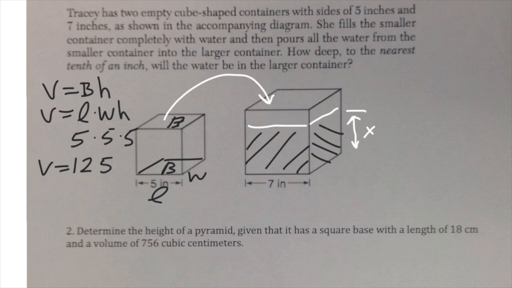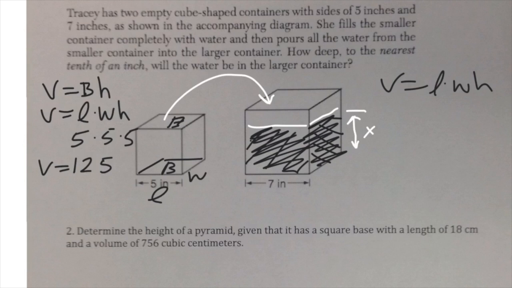We're going to use the same formula, volume equals length times width times height. But this is no longer a cube because it's not filled all the way. This is just a rectangular prism. So it does not have squares on all surfaces. It has some rectangles. It's got a square base. So in this particular case, we do know the volume of the water that's inside. We just calculated it. The volume was 125. The length is 7. The width is 7. And the height is something we don't know.